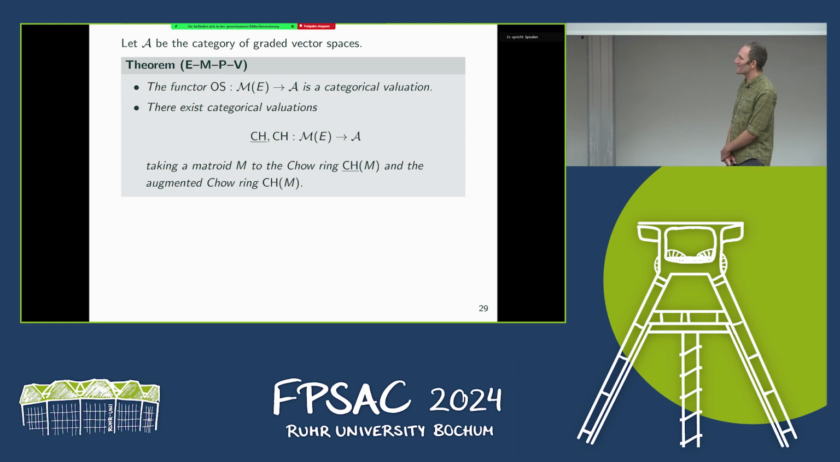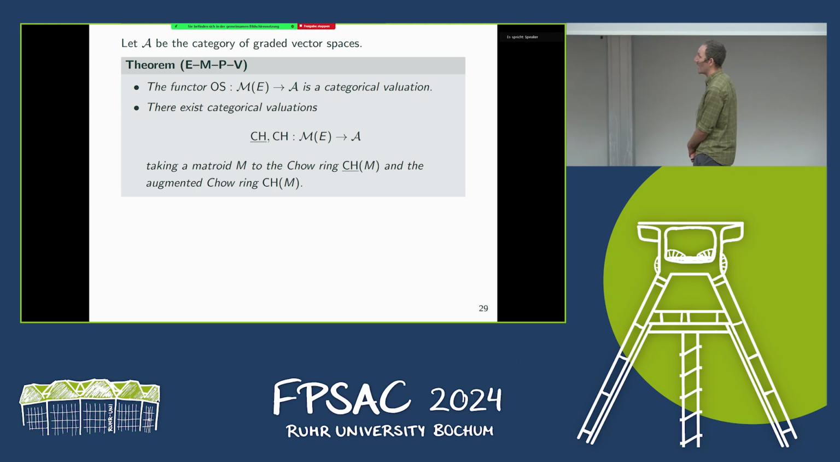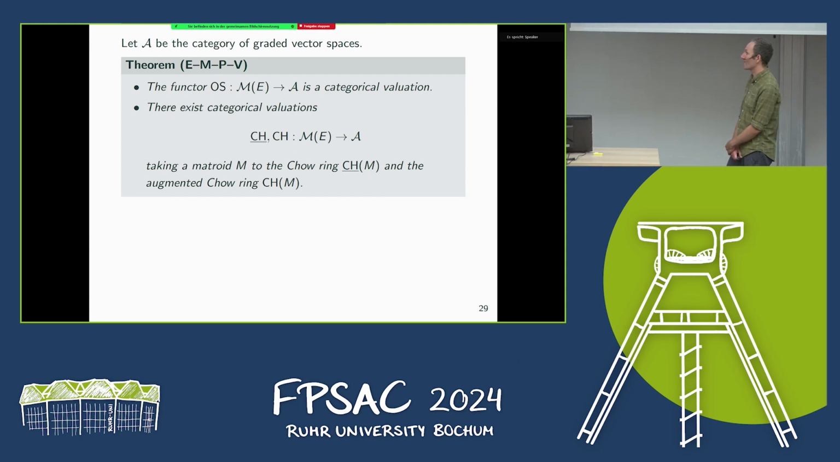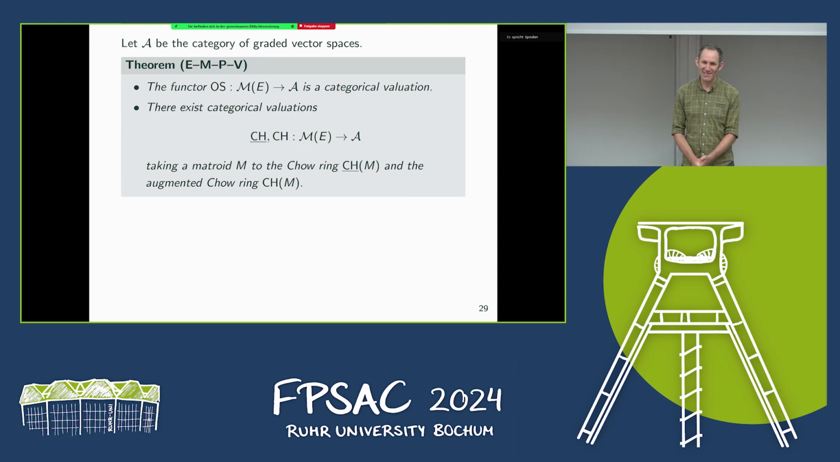And you can do something similar for the Chow ring and the augmented Chow ring. So I can define a functor from the category of matroids to the category of graded vector spaces that takes every matroid to its Chow ring, or takes every matroid to its augmented Chow ring. Not just any functor. I could do that really stupidly where all the maps go to 0. But in fact, there's a smart way to define these functors in such a way that the categorical invariants are valuative in the categorical sense.